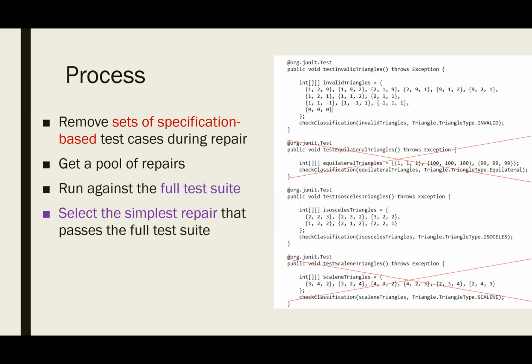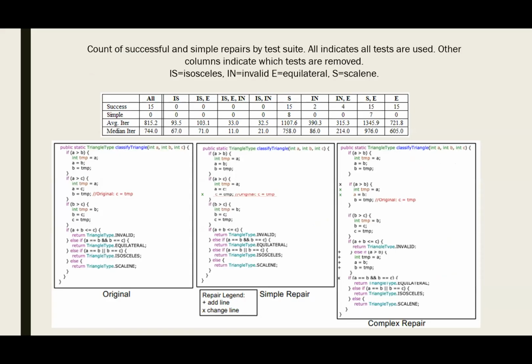So rather than just run it once, because we know we're overfitting now, right? We know we're not going to necessarily get a correct program. So she would run a number of them in parallel. And then at the end, she would test them all against the full test suite, and then just select the simplest repair from that group. And what we found was that, so this is the middle one, what we call a simple repair.